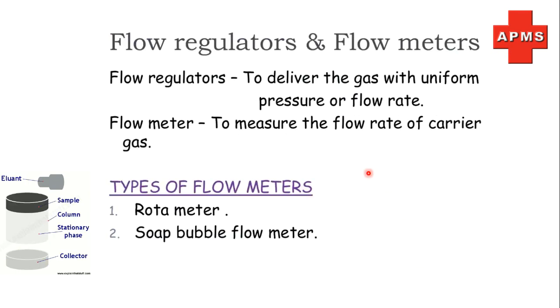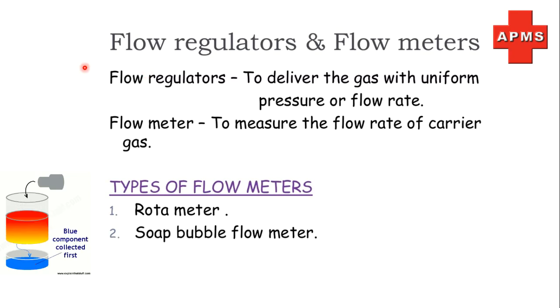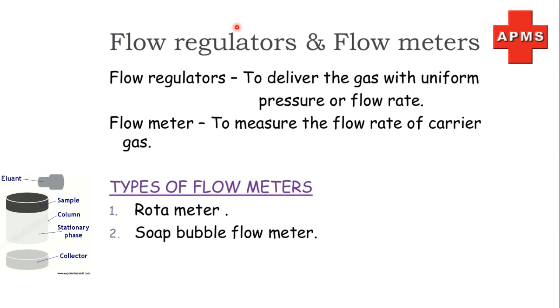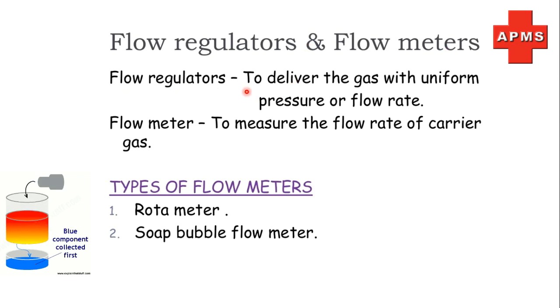Now the other component of the carrier gas system is where we regulate the flow of carrier gas, or control the pressure of carrier gas inside the instrument. Some types of regulators or flow meters are used to regulate the flow of the carrier gas. So what are the flow regulators?